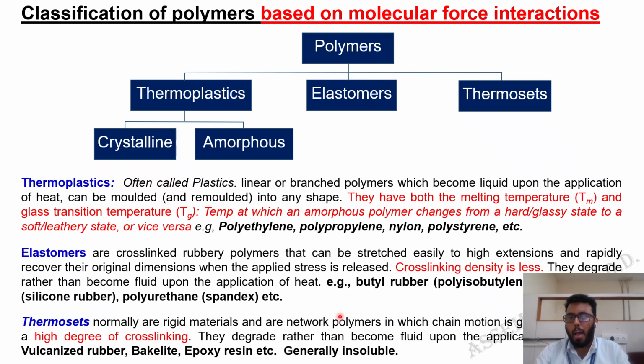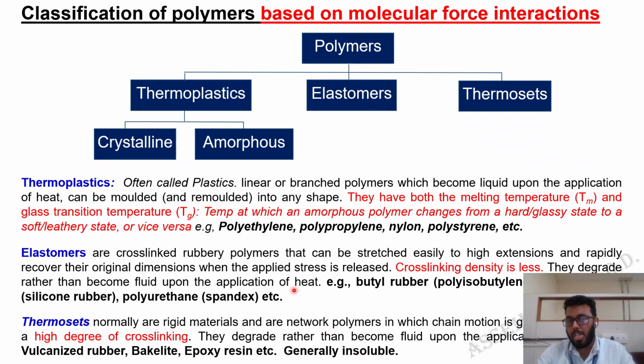So you can apply force and extend it to a certain limit, and when you leave or take out that force, it can come back to its original position. That all depends on the stress, the stretch, and the release of the stress. When the applied stress is released, they can come back to the original position. Why? Because the cross-linking density is less.